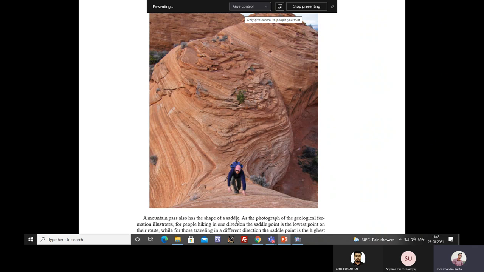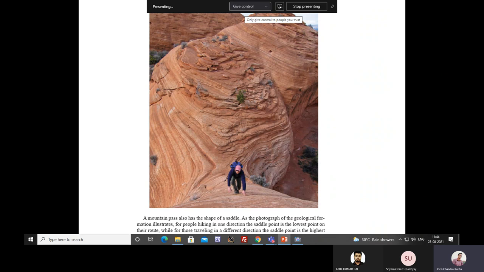So this is what it is. A mountain pass also has the shape of a saddle, as you can see in the photograph of the geological formation in Las Vegas. For people hiking in one direction, the saddle point is the lowest point on their route, while for those traveling in a different direction, the saddle point is the highest point.